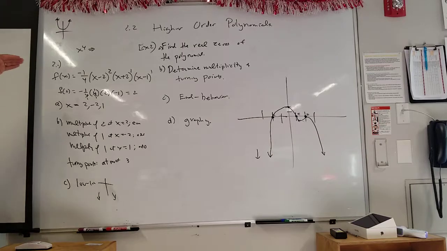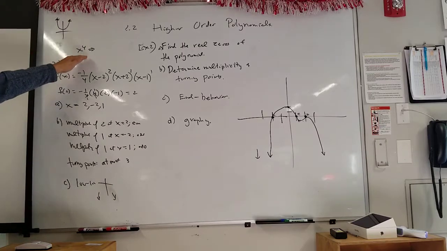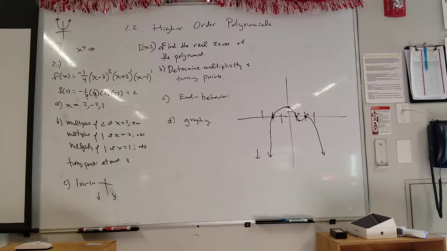We just learned how to graph a crazy x to the 4th degree polynomial. All right, you guys have enough now to do 2.2.